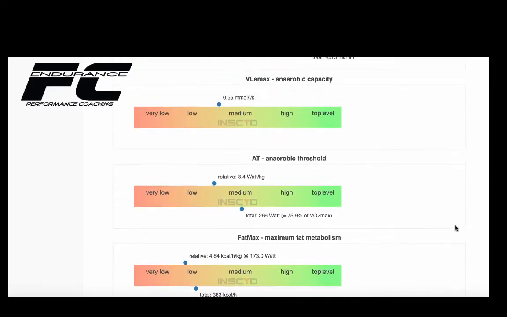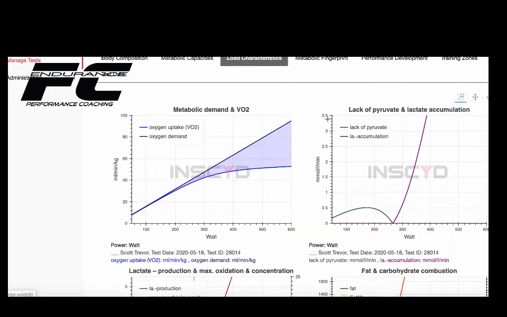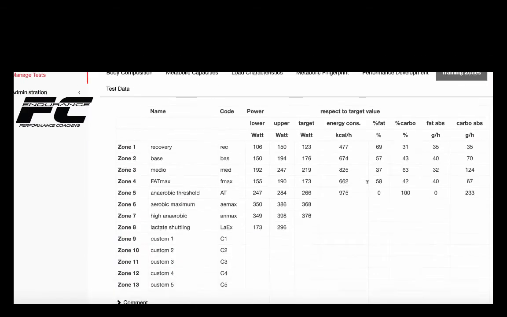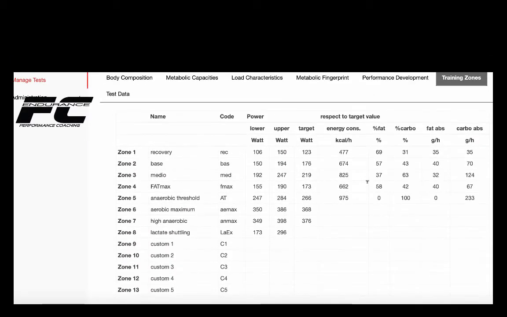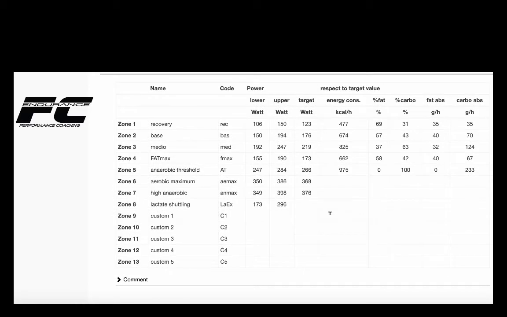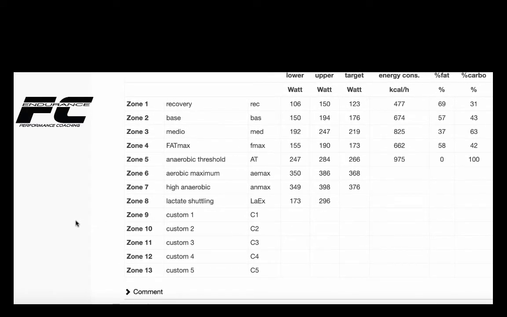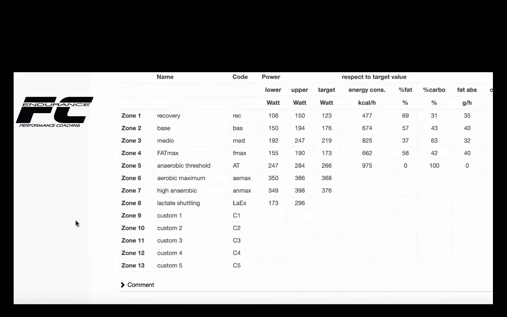Okay, so let's go ahead and move on to the next graph. So you're going to see training zones, and if you'll notice, these training zones are different than the traditional training zones based on percentages of like FTP. And this gets us into far more specific types of intervals, types of training that's going to benefit you.